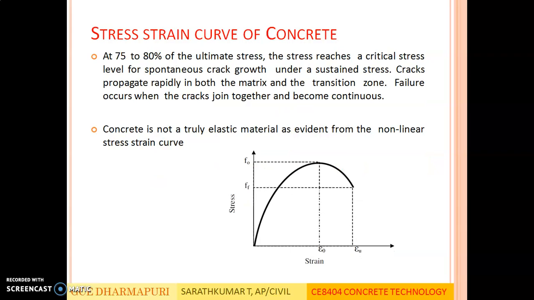At about 75 to 80% of the ultimate stress, the stress reaches a critical stress level for spontaneous crack growth under a sustained stress. Cracks propagate rapidly in both the matrix and the transition zone. Failure occurs when the cracks join together and become continuous, and the failure is sudden and brittle in nature. Concrete is not a truly elastic material, as evident from the nonlinear stress strain curve.